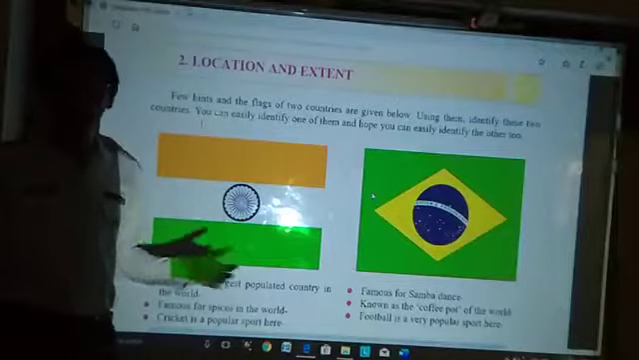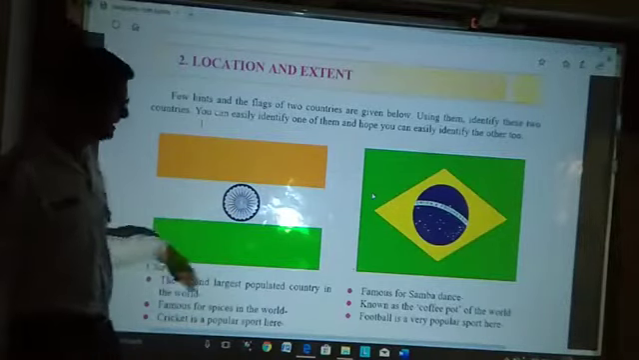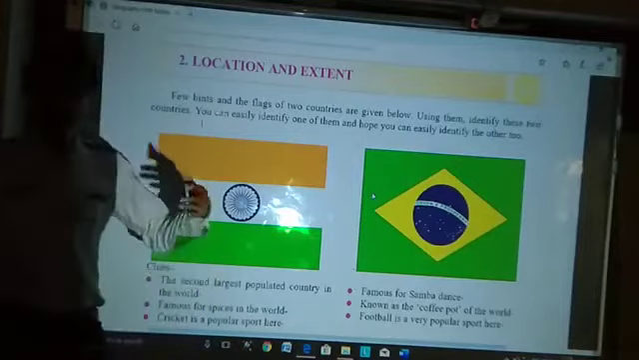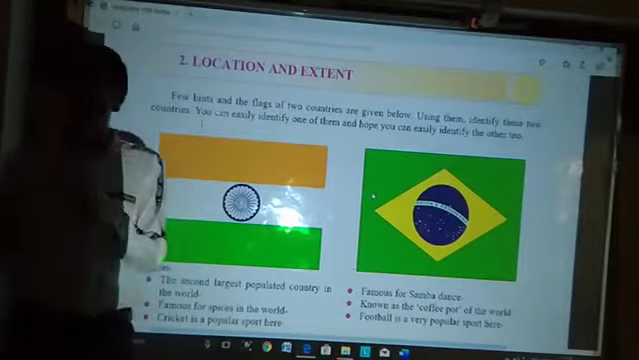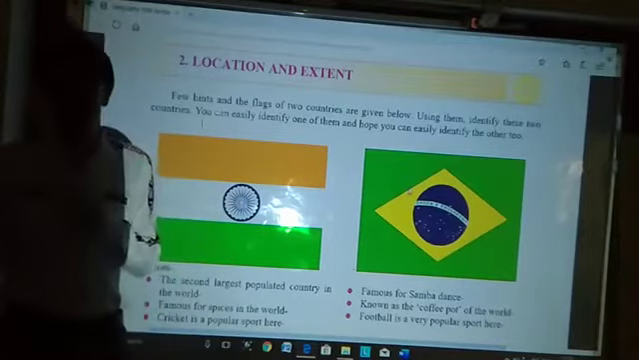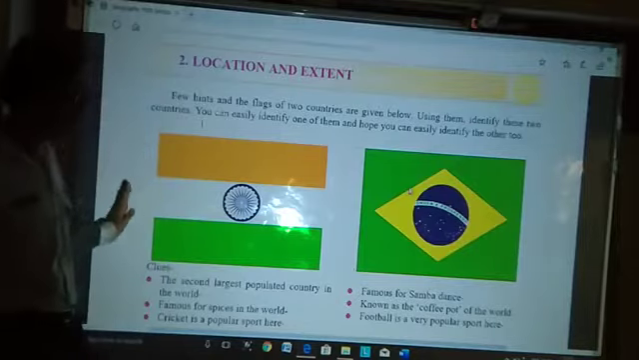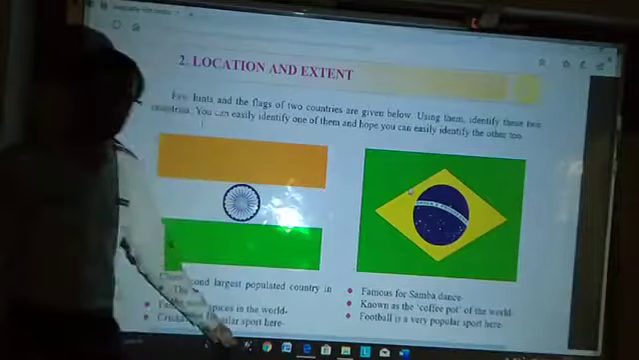So we are going to study only about two countries, India and Brazil. A comparison is made between India and Brazil on various things in another chapter, but in this chapter, location and extent, the comparison is made between India and Brazil on the basis of location and extent. Now you can see the general information given over here about India and Brazil. You can see clearly here.